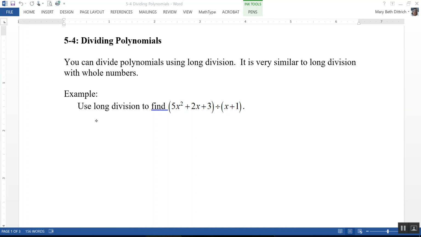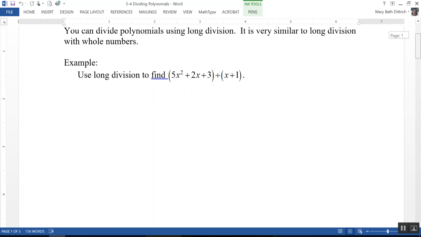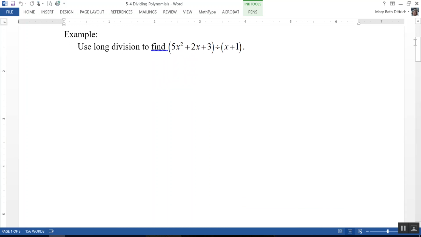We need to use long division to find the quantity 5x squared plus 2x plus 3 divided by the quantity x plus 1. So to start with, we're going to write it very similar to the way we would write a division problem with regular numbers. So I'm going to do x plus 1, and that goes into 5x squared plus 2x plus 3.